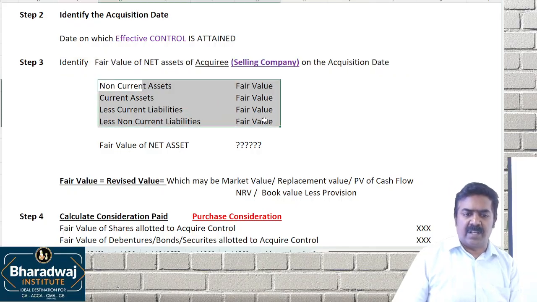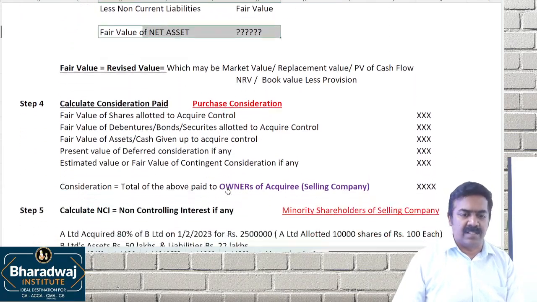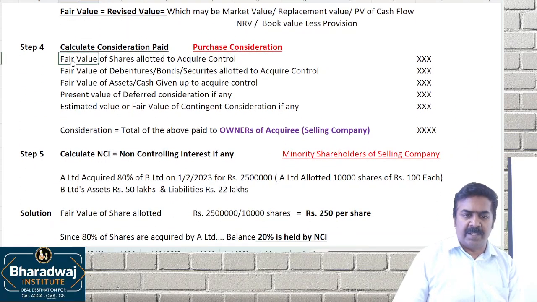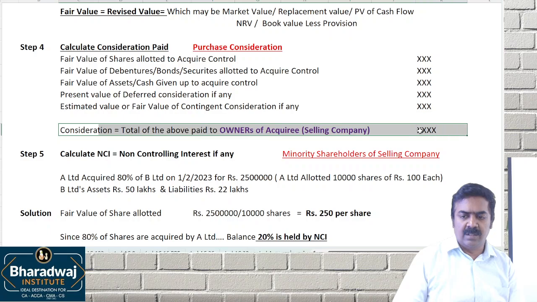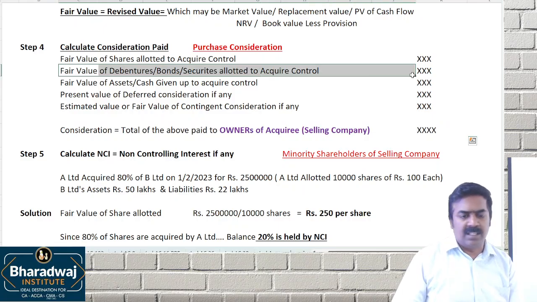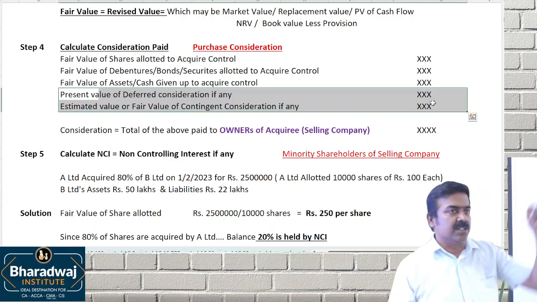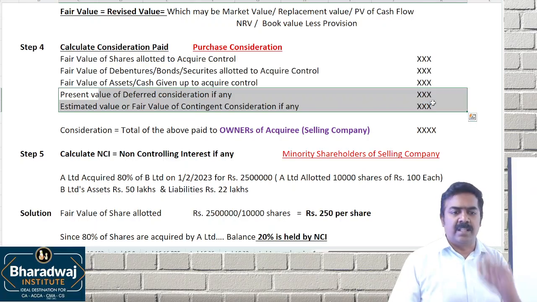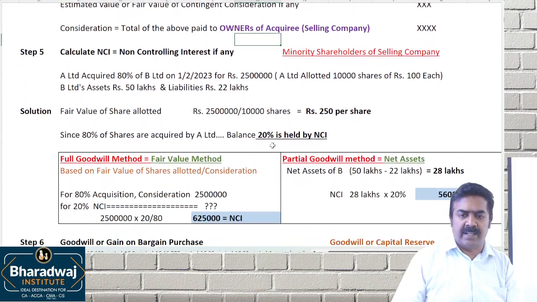Take the assets at fair value, liabilities at fair value, that is called as which one? Fair value of net assets. See the consideration paid. Whatever is paid by the purchasing company to the owners of the selling company, that should be included in what? Consideration. We had seen shares allotted, debentures allotted, assets or cash given, present value of deferred consideration. If we pay in 4 or 5 payments, take the present value. Fair value of contingent consideration, if any, all the things will be taken.